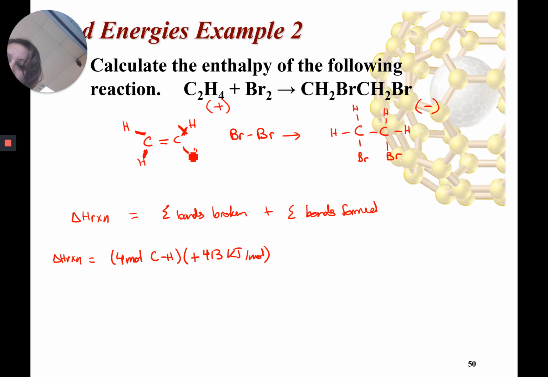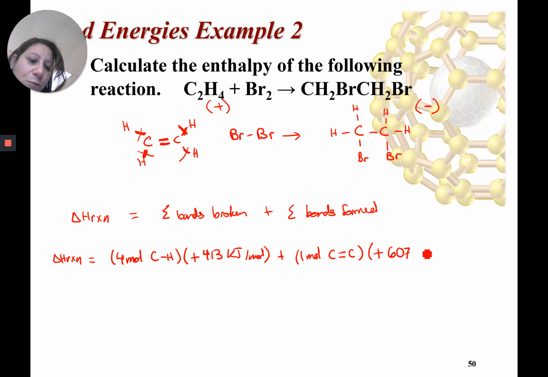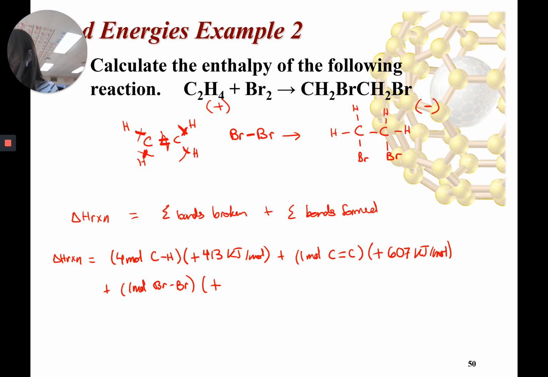Okay, we got done with this one, this one, this one, and that one. Next, we have 1 carbon-carbon double bond. So 1 mole of CC double bond. And we're going to use the positive value. Carbon-carbon double bond is 607 kilojoules per mole. Okay, got that one done too. Next, we have a Br single bond, so plus just 1 of those. Br single. Positive value because it's in the reactants, so it's going to be broken. 228 kilojoules per mole. Okay, got all the reactants done.